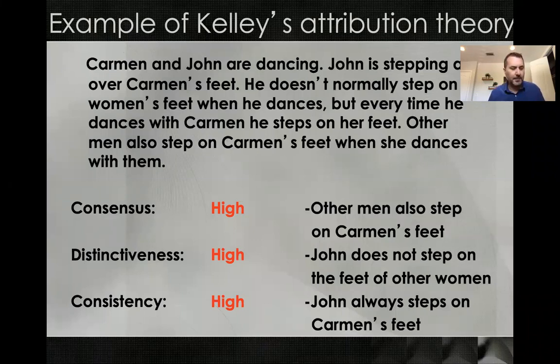So when I said a minute ago that Kelly's attribution theory is effectively assuming that we are logical and rational, what I'm saying is that he's assuming that we're gathering all this relevant information, in this case about whether John steps on other women's feet, about whether other men step on Carmen's feet, all this sort of stuff. We're putting together all this relevant information, we're combining it in a logical way, we're coming to a logical, rational conclusion, which leads us to make this attribution. And at the time that this theory came out in the early 1970s or so, this was the dominant idea within psychology, is that people are rational decision makers, basically.